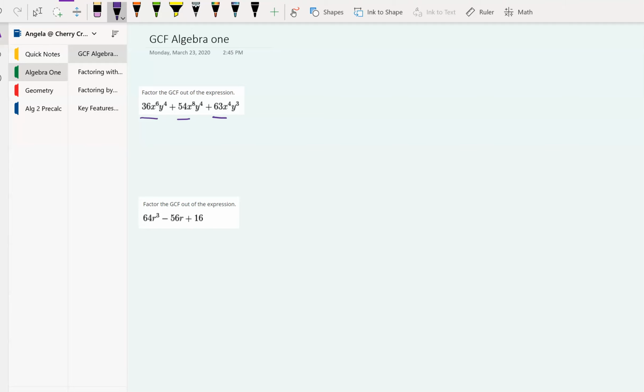Okay, so the goal here is to kind of figure out for 36, for 54, and for 63 what common factors are so that we know what the largest number we can divide out of each value would be. So for 36 we have 1 and 36, we have 2 and 18, we have 3 and 12, right? We also have 4 times 9, and then of course 6 times itself is 36. So we have a lot of factors for 36 to choose from.